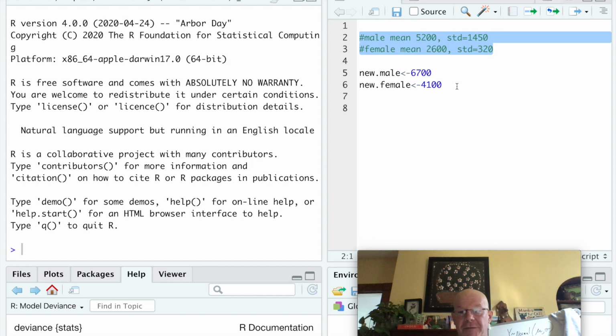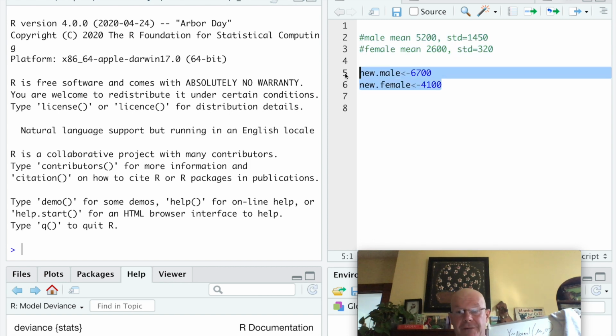And now someone comes in and says, hey, I found these two new elephants. This male elephant is 6,700. The new female weighs 4,100. And so, first of all, we'd look at that and we'd notice that the male is certainly bigger than the average male. And the new female is certainly greater than the average female.